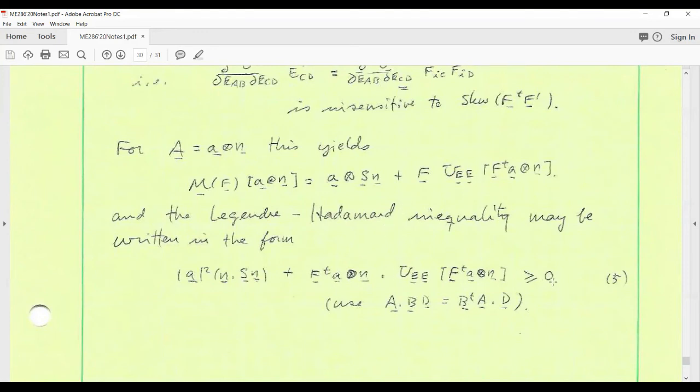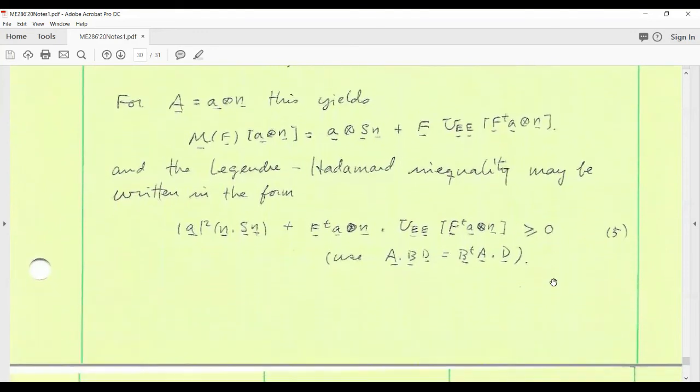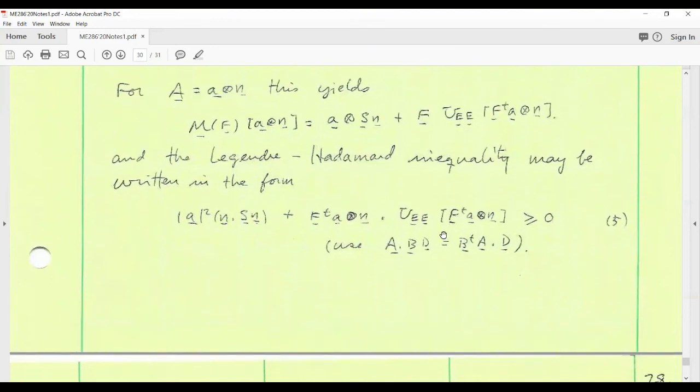which we can use to reduce the Legendre-Hadamard inequality to this inequality. So our strain energy expressed as a function of strain has to satisfy this more complicated looking inequality, this Legendre-Hadamard inequality, at all points in the material. That involves the stress explicitly, as well as the second derivatives of energy with respect to strain.